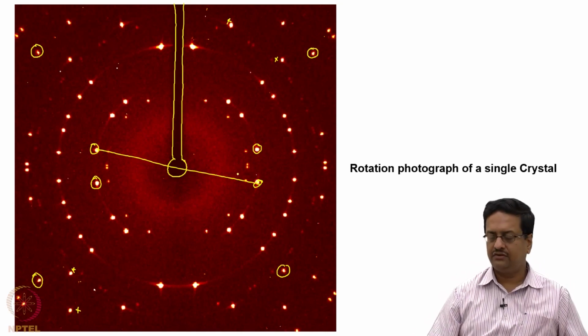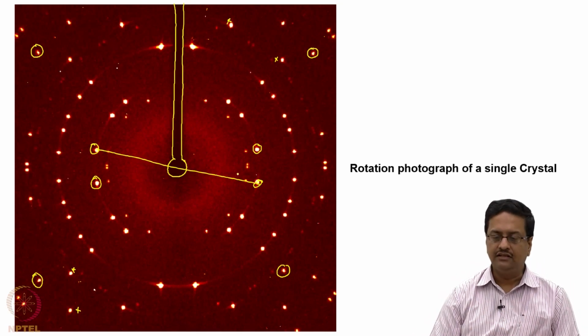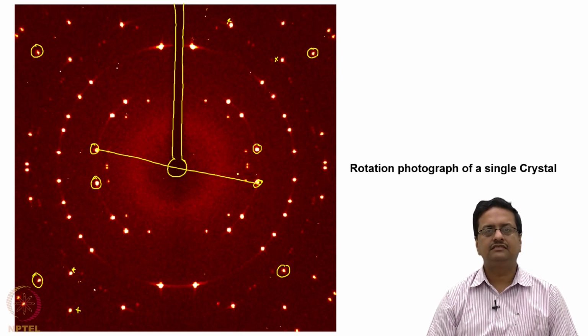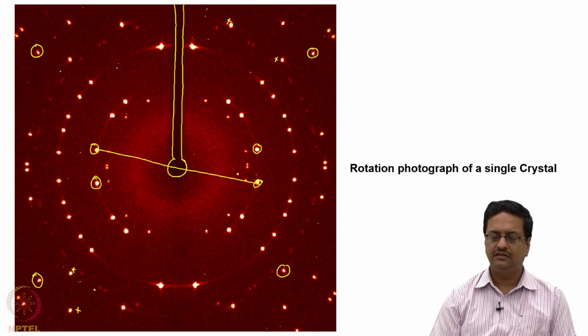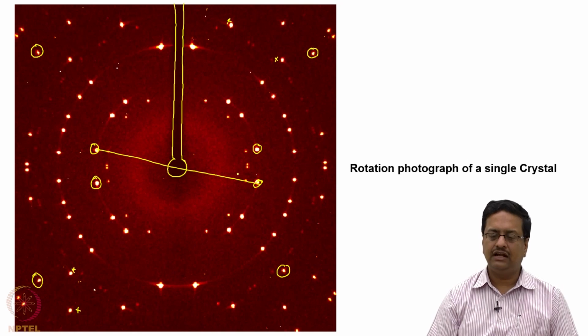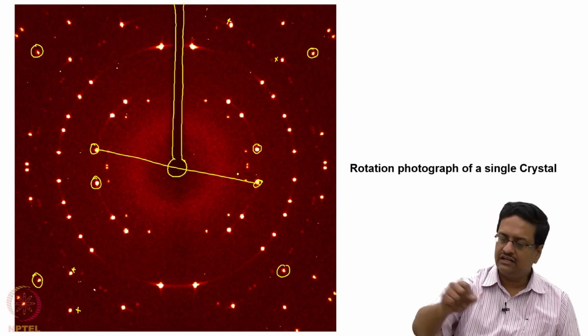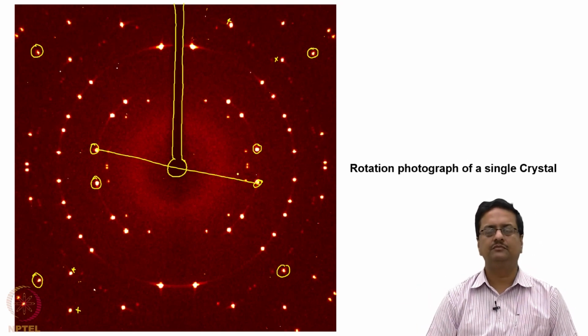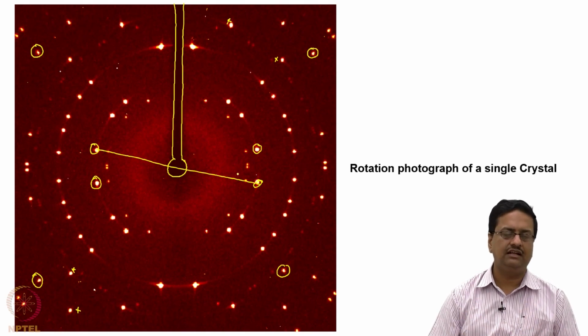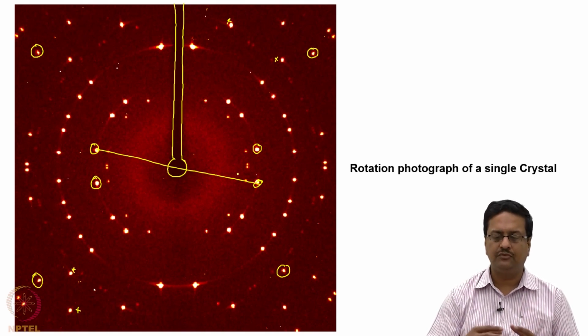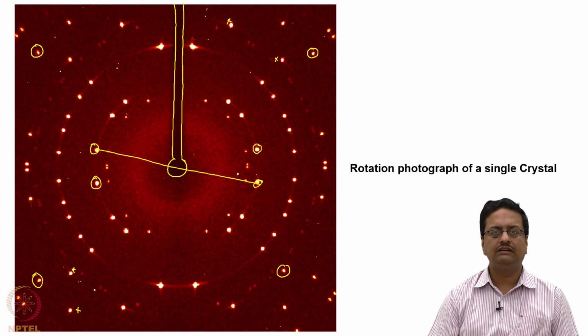So a nice rotation photograph like this indicates that the crystal that we have chosen is of extremely good quality and one should be able to collect data out of it. In case we had seen concentric rings about the beam stop coming out of the crystal that we have mounted, we should conclude that it is not a single crystal, rather it is a polycrystalline lump or polycrystalline particulate matter and is not suitable for X-ray diffraction.